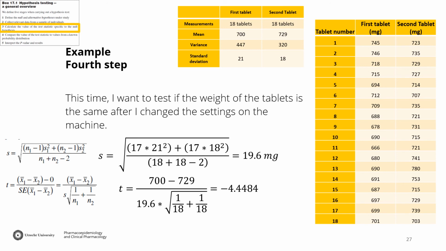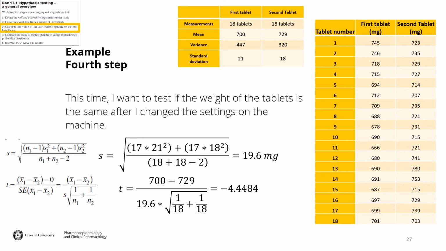Then we want to calculate the pooled standard deviation, because now we have an unpaired t-test. So we have two different groups. On the left side, I have the formula from the book, and in the middle, I have tried to calculate it. So we have n minus 1. That's the number of measurements, or number of tablets, minus 1. So we have 18 in both groups. That means that will be 17.